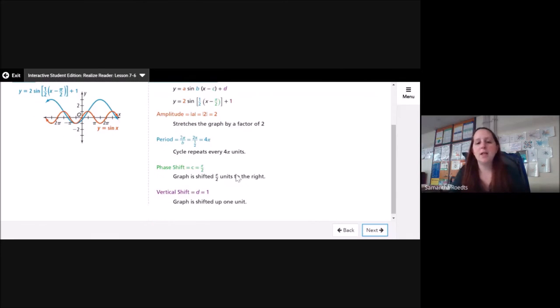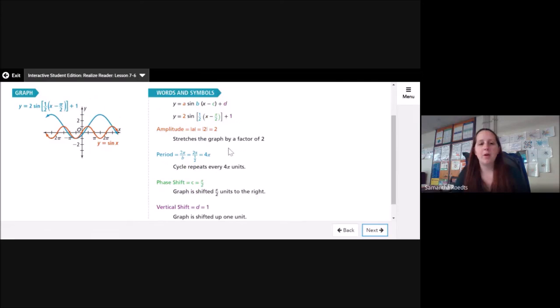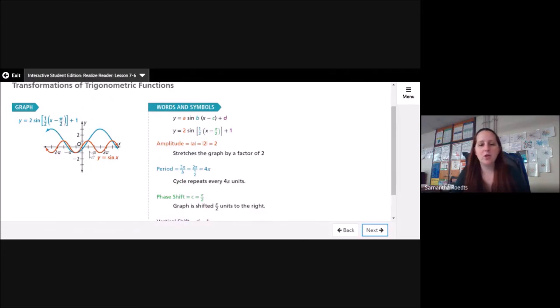Okay, phase shift is C, which equals pi over 2. That just tells me how the graph shifted left or right. So remember, a minus pi over 2 shifts it to the right. A plus pi over 2 would shift it to the left. Okay, so if this was minus, it's just going to shift to the right. If this were a plus, it would actually shift to the left.